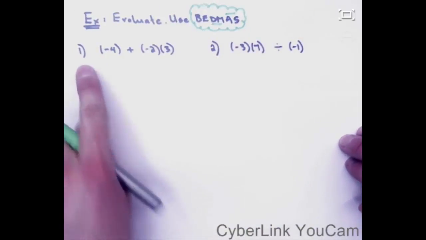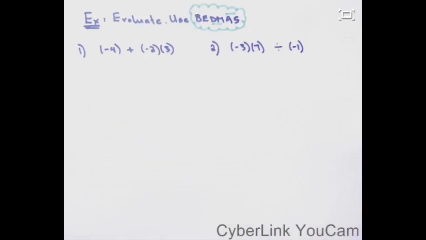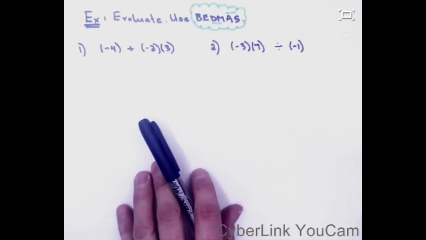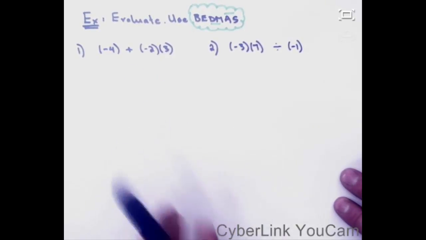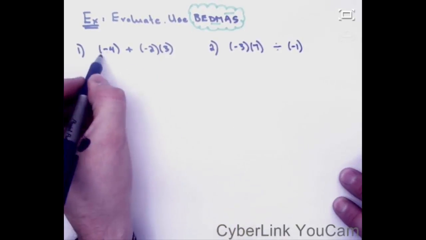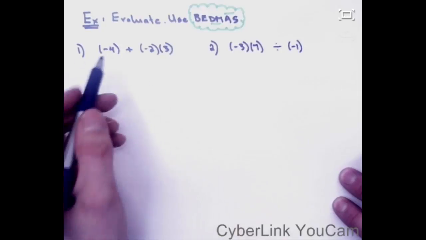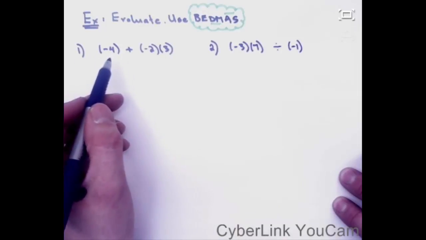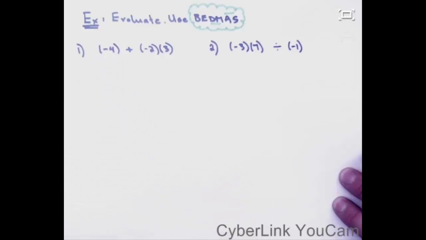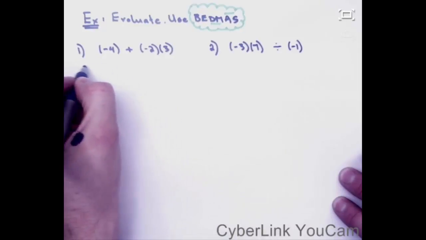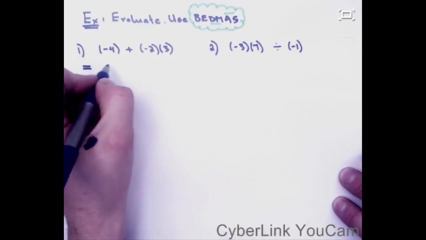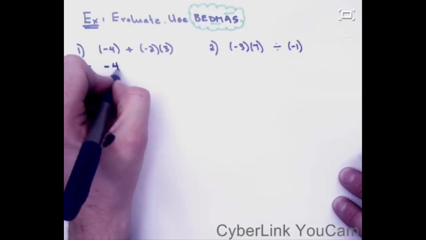Let's take a look at example 1. It says -4 in brackets, and then it says to add -2, which multiplies 3. We see some brackets, but in those brackets there's nothing happening. It's just -4. There's no multiplication, there's no exponent, so really that has no effect. Let's just write this as -4.